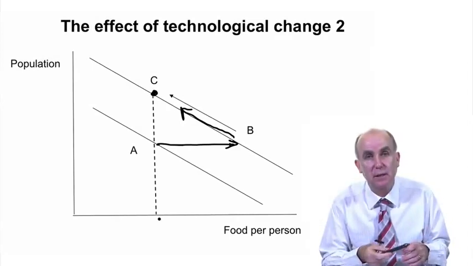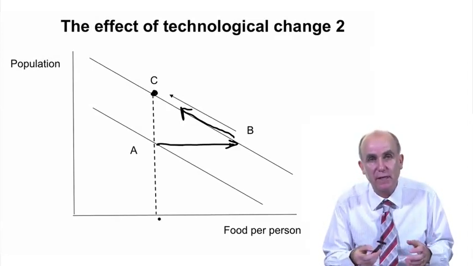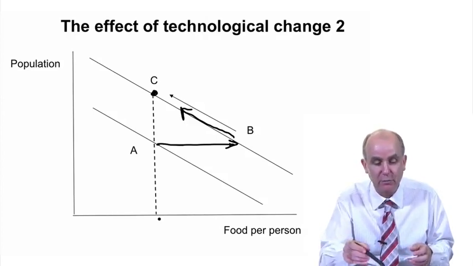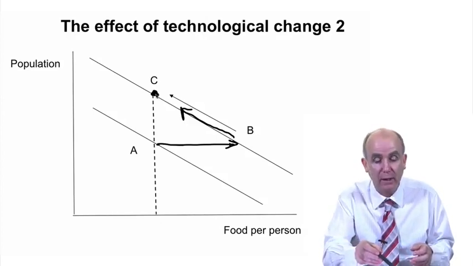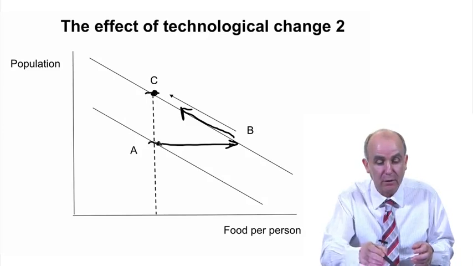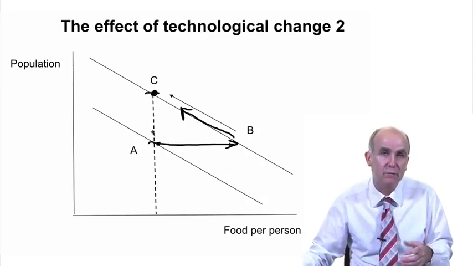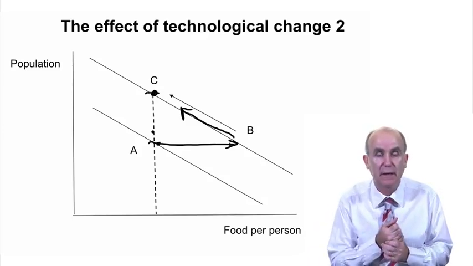So the prediction is that in the Malthusian model, if you have technological change, that in the short run increases the amount of food per person, but in the long run is only going to cause an increase in population, and you'll return to the old amount of food per person or living standards.